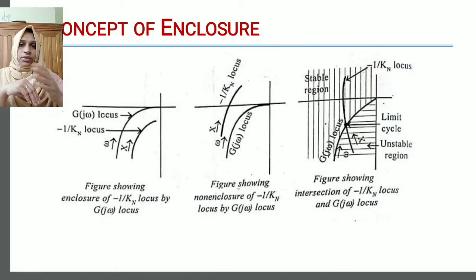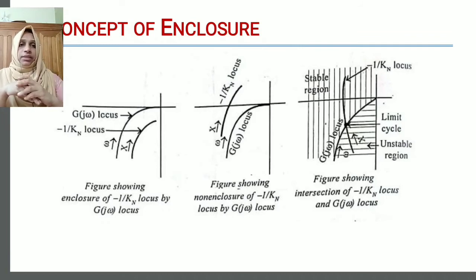We look into the second figure. That is, the G(jω) locus and -1/Kn locus are there. In that, we can clearly see that the -1/Kn locus is not enclosed by this G(jω) locus. That means the system is stable. So, if the -1/Kn locus is on the left side of this G(jω) locus, that is, G(jω) locus does not enclose this -1/Kn locus, it means the system is stable.